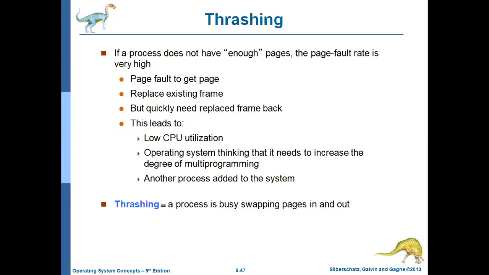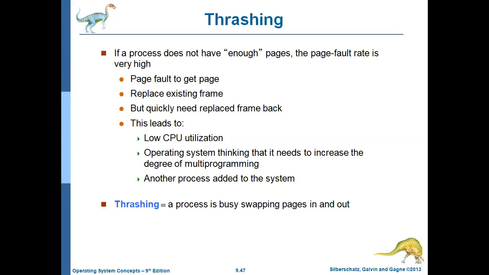There's another terminology which you come across, and that's called thrashing. So what do you mean by thrashing? Thrashing is where you come across frequent paging, or the page fault rate is very high. So I call that stage thrashing. A process is busy swapping pages in and out, and that is called thrashing. If a process does not have enough pages, the page fault rate is very high. So it page faults to get the page, replaces an existing frame, but quickly needs the replaced frame back. This leads to a drop in utilization.